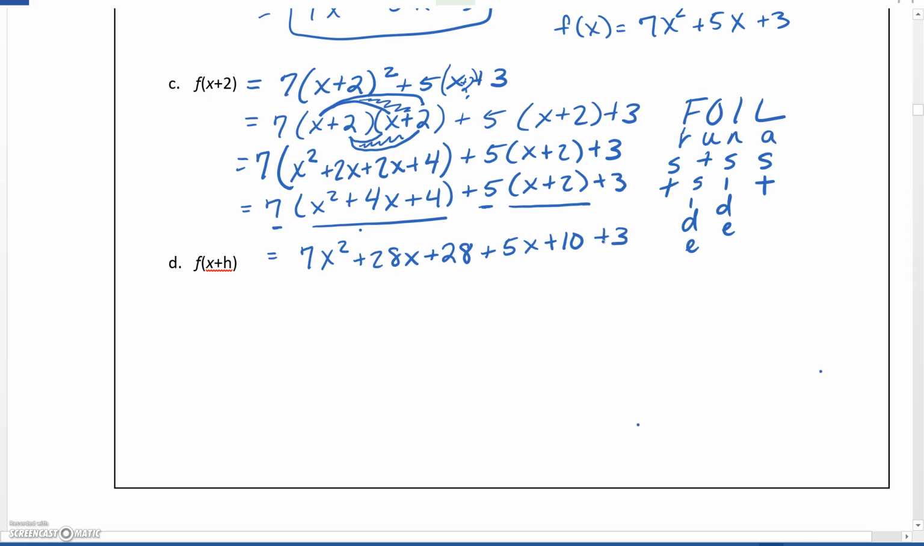And the last thing we need to do is combine any like terms. We've only got one x squared term, so this will just be 7x squared. And we've got 28x plus 5x, so that is 33x. And then we have 28 plus 10 plus 3, which would be 38 plus 3 is 41. So our final answer to what f of x plus 2 is, is 7x squared plus 33x plus 41.